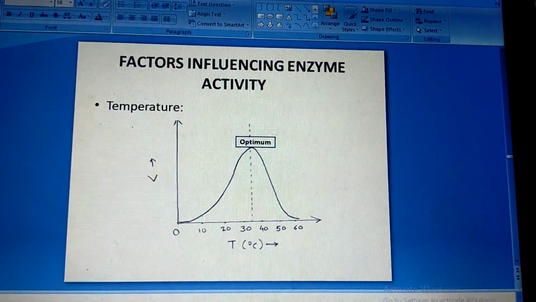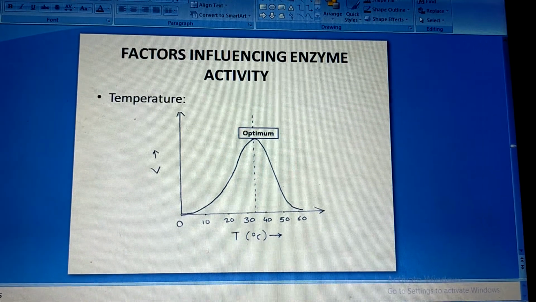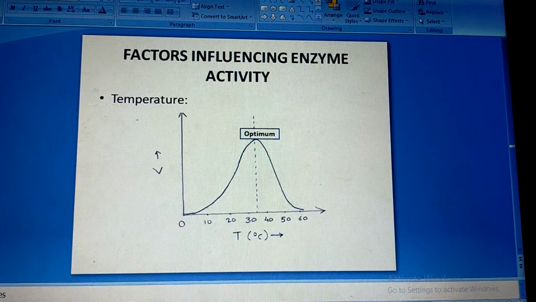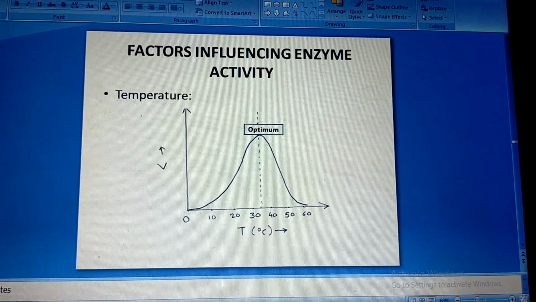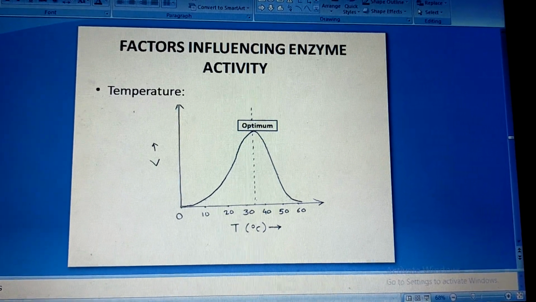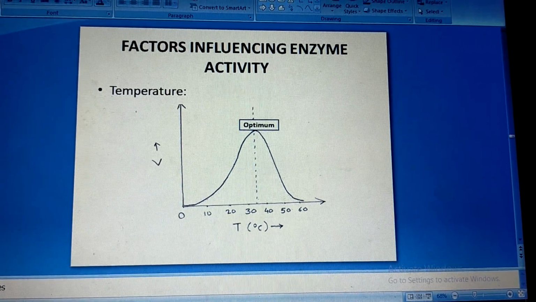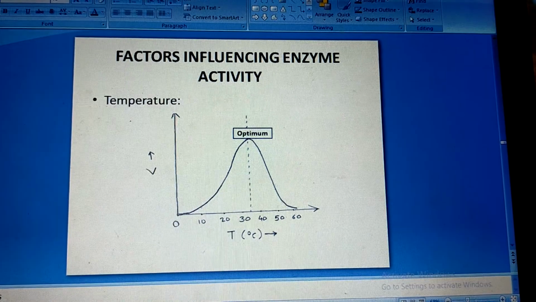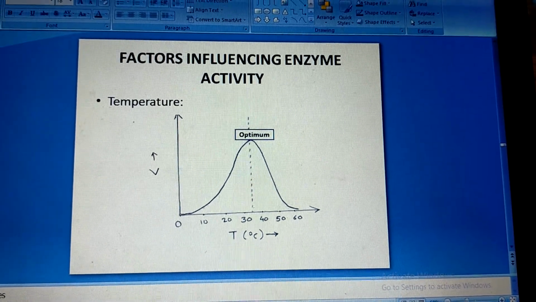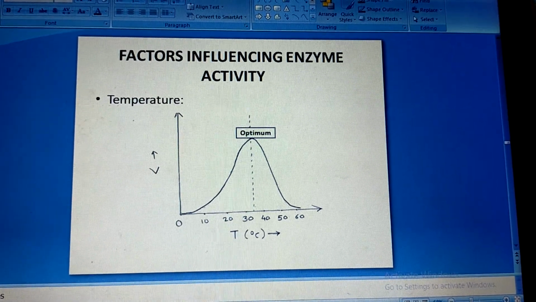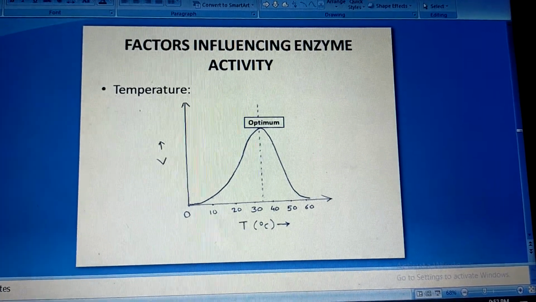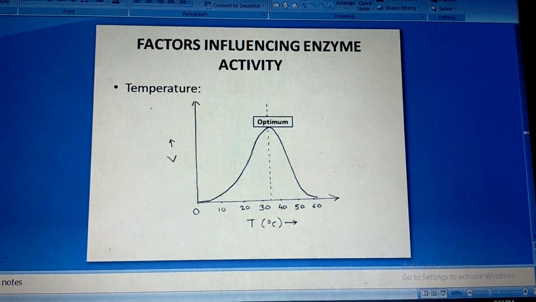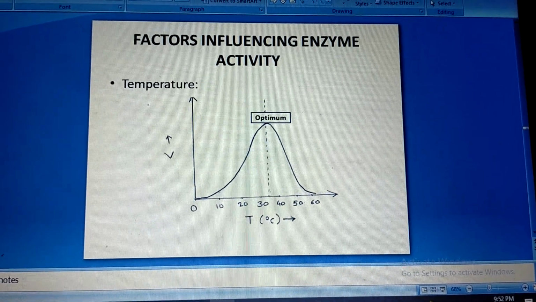Now the next factor is temperature. From the graph we see that if we increase the temperature from 0 degrees slowly, the velocity of the reaction increases. It achieves a peak at optimum temperature, and if we still increase the temperature beyond optimum temperature, then velocity of the reaction falls. This gives rise to a bell-shaped curve.